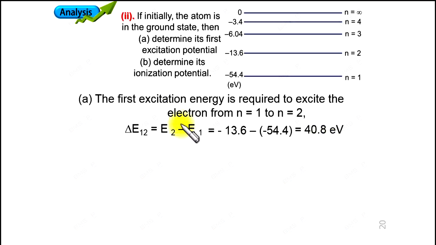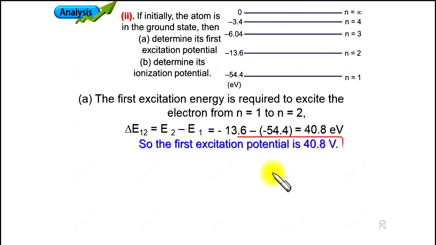And here we need to find the excitation potential, that is the first excitation potential. For calculating potential from energy given in electron volt, what we need to do? We should divide energy by e. If we divide this expression by e, this value will be equal to 40.8 volt. So, the excitation potential for this required value is equal to 40.8 volt. This is the A part.